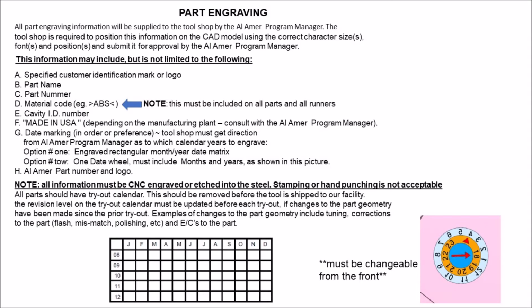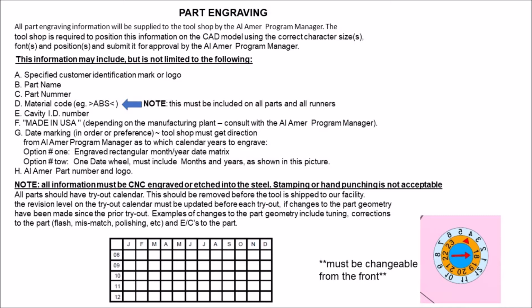Molded part engraving and required pictures. Part engraving. All part engraving information will be supplied to the tool shop by the Amer program manager. The tool shop is required to position this information on the CAD model using the correct character sizes, fonts and positions and submit it for approval by the Amer program manager.